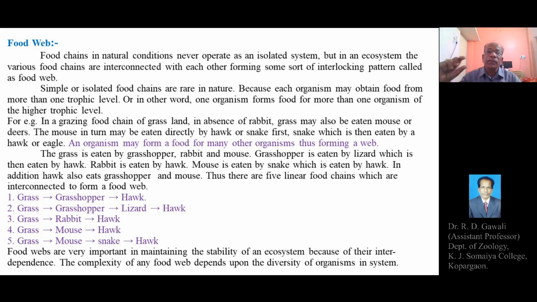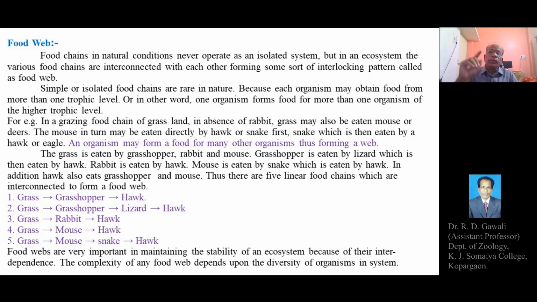In the first linear food chain, the grass is consumed by grasshopper, and grasshopper can be directly eaten by the hawk. In a second possibility, grass is eaten by grasshopper, grasshopper is eaten by lizard, lizard is then eaten by hawk. Then third, grass is eaten by rabbit, and rabbit can be directly eaten by the hawk. Then grass can be eaten by mouse, and mouse can be directly eaten by the hawk. And in the fifth possibility, grass is eaten by mouse, the mouse is then eaten by snake, and snake is then eaten by the hawk.